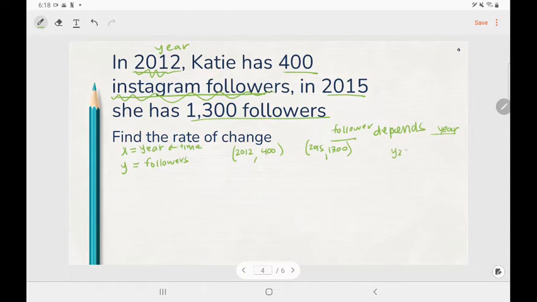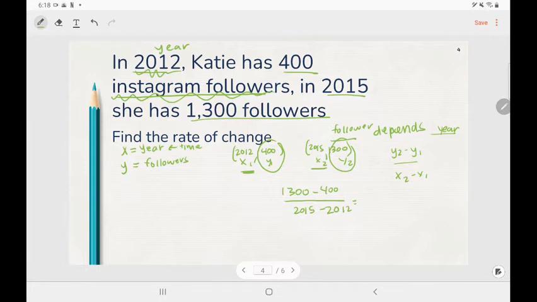So just as a recall, there's my slope formula. Here's x, here's y. That's my first point. Here's x, here's y, here's my second point. So y2 minus y1 divided by x2 minus x1.